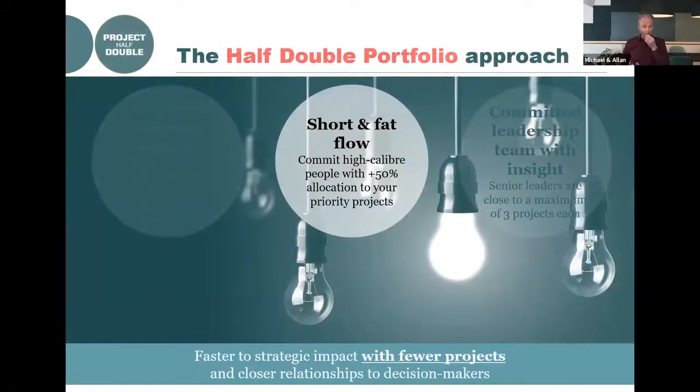Then we move on to the next part. The next part is to get faster to the strategic impact, but do it with fewer projects at the same time. This is what we call a short and fat approach. So what we try to do with the short and fat approach is that we actually make sure that we only try to do 2 projects at the same time. Because if we do that, we will work more efficiently.